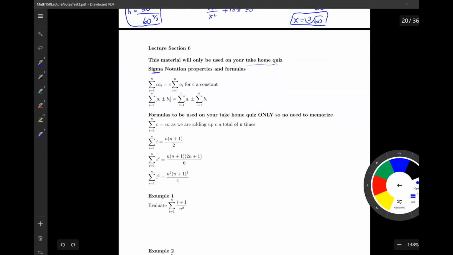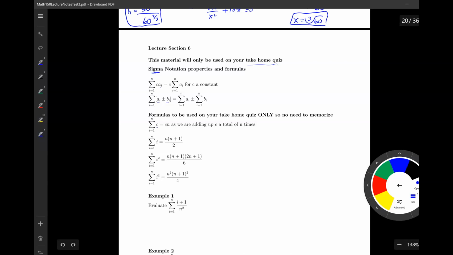All right, so if we have i equal 1 to n, so the little i is changing from 1 to n. The c is a constant, and a constant can be pulled outside. If we have some a sub i and b sub i being added or subtracted, we can actually separate the sums into two sums. Okay, so here's some formulas you won't need to memorize. They'll just be used on your take-home quiz.